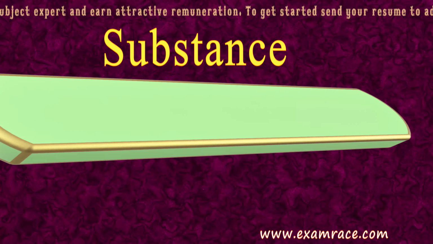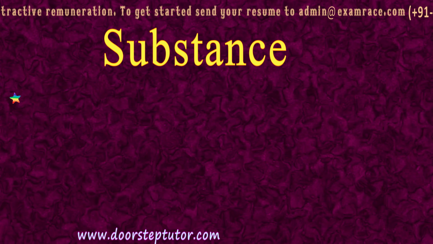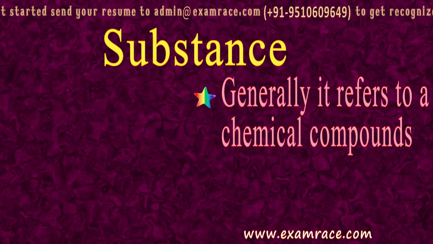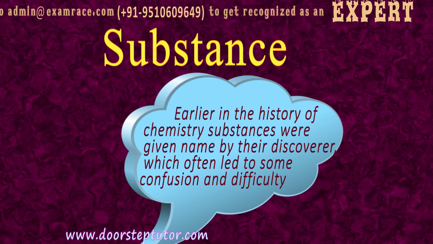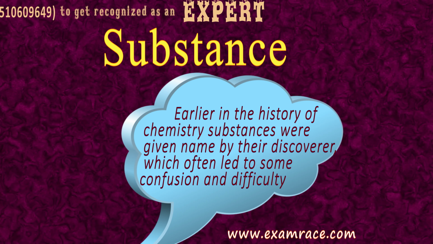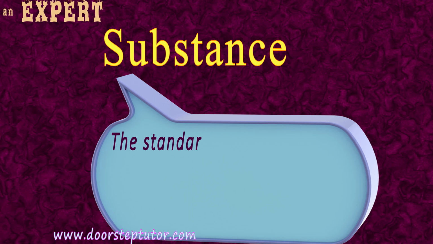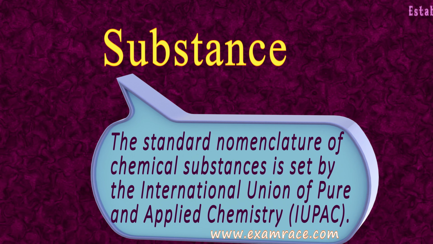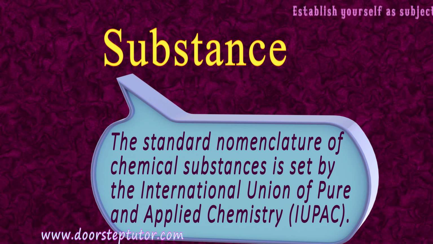So the nomenclature of substances is a critical part of the language of chemistry. Generally it refers to a system for naming chemical compounds. Earlier in the history of chemistry, substances were given names by their discoverer, and this often led to confusion and difficulty. To solve this difficulty, there came the IUPAC, the standard nomenclature of chemical substances. It is set by the International Union of Pure and Applied Chemistry, that is IUPAC.